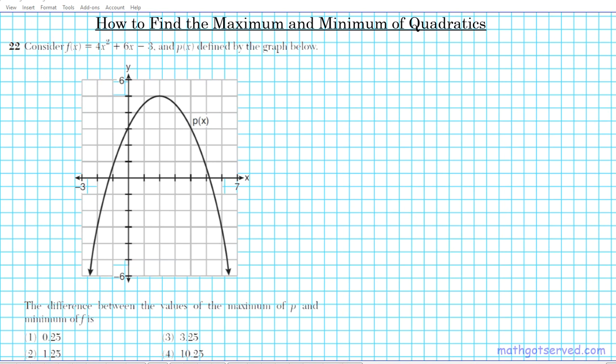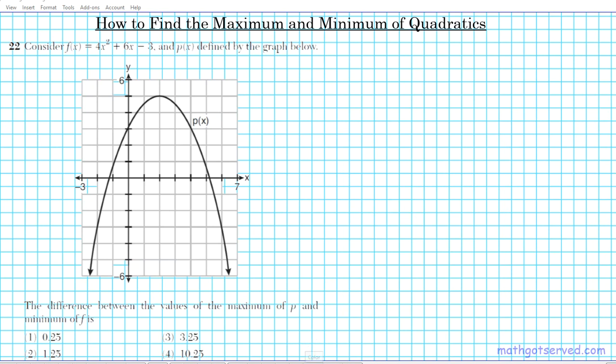We know that this is a quadratic because the graph is a parabola, and all parabolas are quadratic functions. Question, the difference between the values of the maximum of p and the minimum of f is?